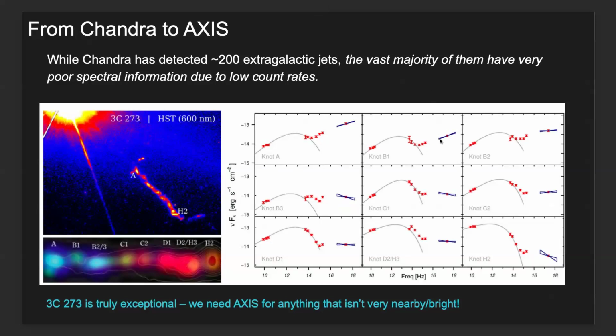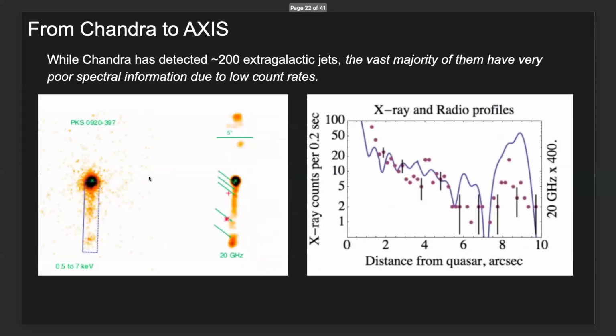This is just another case. So this is again 3C 273. So you see all this beautiful data. So this is so much work, guys. You have to get radio, you have to get all this HST time, you have to get deep Chandra observations. But if you do get all that, you can actually do a resolved spectral energy distribution as you go from tip to tail of the jet. And this is just beautiful data. But we have this for 2 sources, let's say. Okay, we can't do this with all the other jets we have.